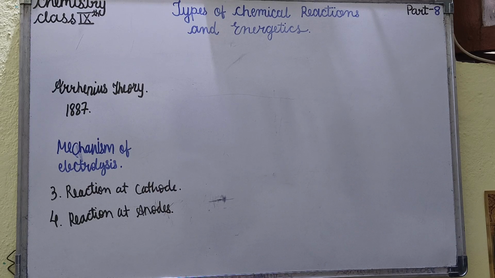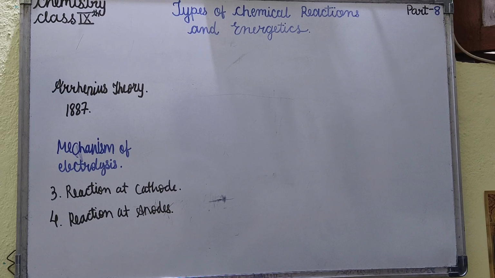Note that the reaction that takes place at cathode is called reduction half reaction. Similarly, the reaction that takes place at anode is called oxidation half reaction. Therefore, electrolysis involves oxidation and reduction reactions.